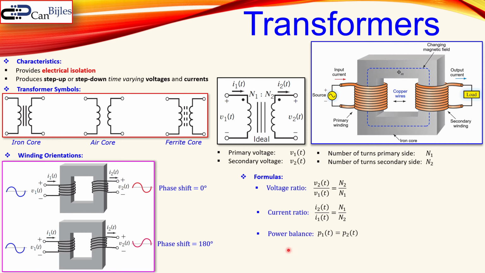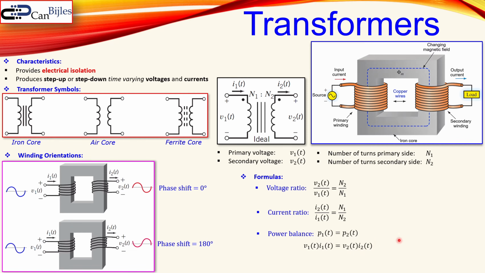And there's also a power balance. Because in the ideal case, the input power or the primary power, P1, must be equal to the secondary power, P2. But we know P1 is V1 times I1, which is also equal to V2 times I2.